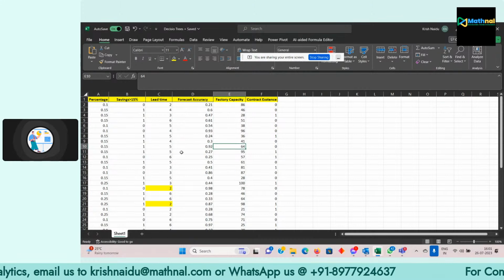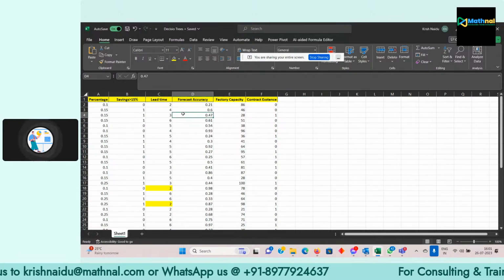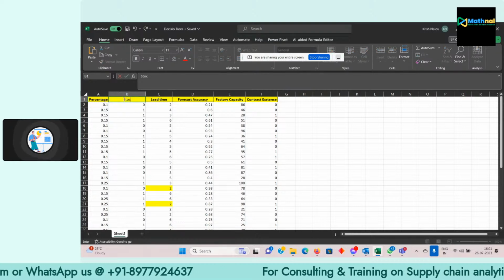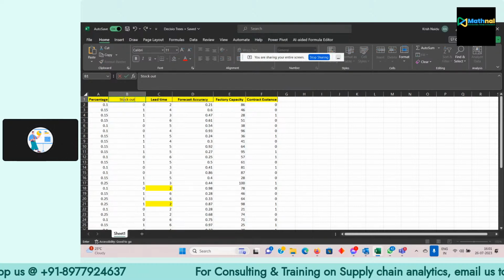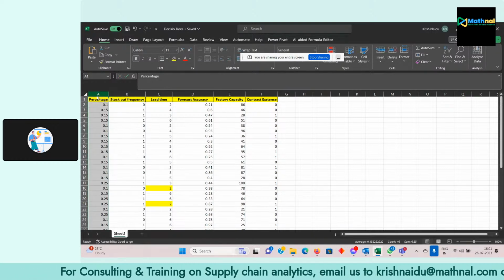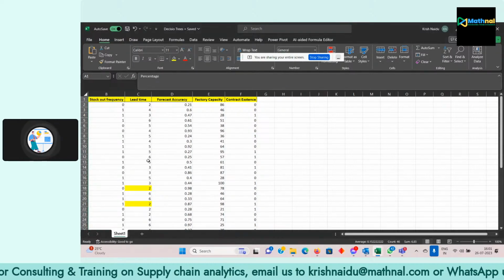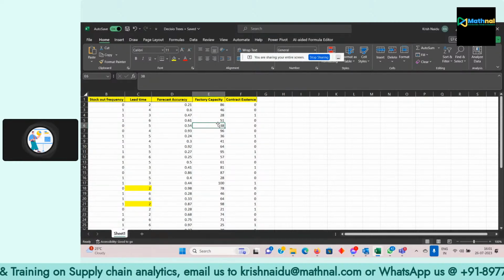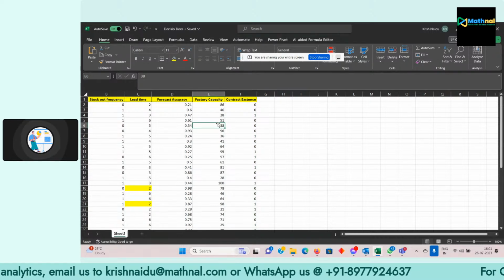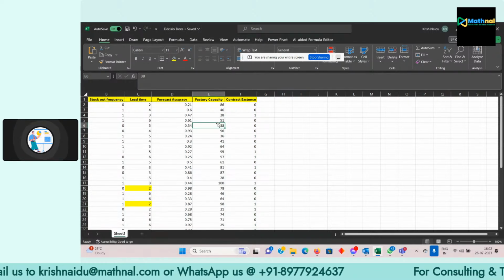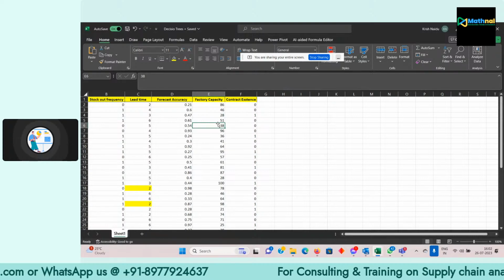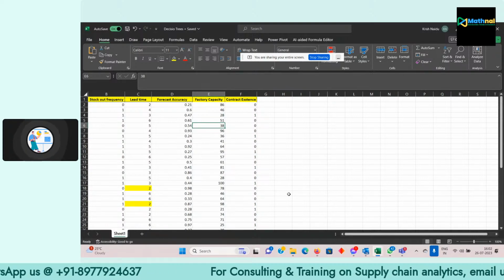To complete the case study, I have a data set here, and the data set is on stockout. So here I will define the data first.